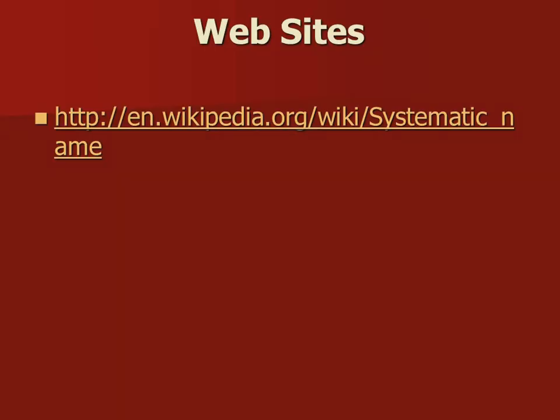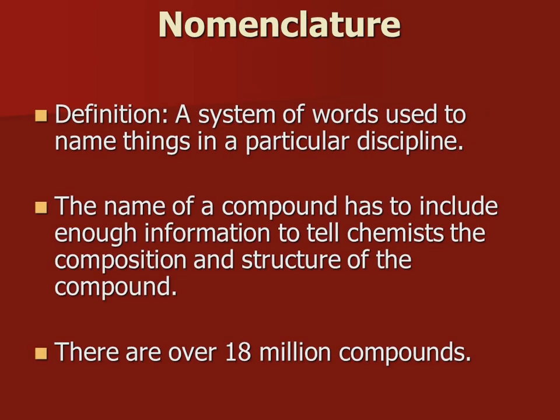This is a Wikipedia website that has some stuff on naming conventions if you want some place to review, since we don't really have a text per se. Nomenclature, again, is just a system of words used to name things in a particular discipline. We've already encountered some of the nomenclature that we use in pulmonary medicine, capital P, capital A. Those all have specific things that we use them for.